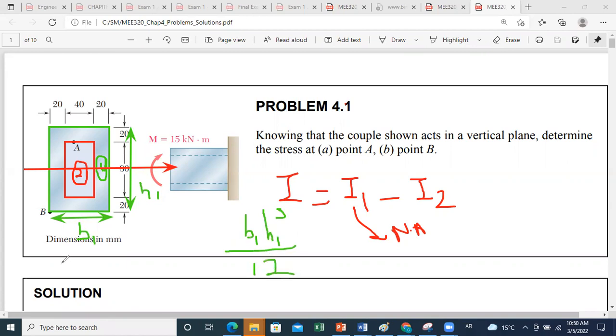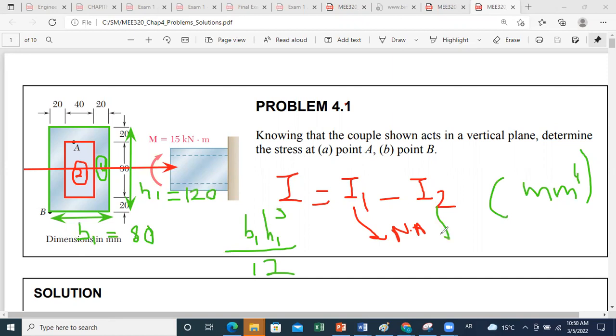Now you can keep the dimensions if you want in millimeter, and then your inertia will be in millimeter to the power 4. Okay, so if you keep the dimensions as they are, you get I in millimeter 4. You have that b1 is equal to 20 plus 40 plus 20, which is 80 millimeters. You have h1 is 20 plus 80 plus 20, which is 120. So you just have to replace to get the value of I1.